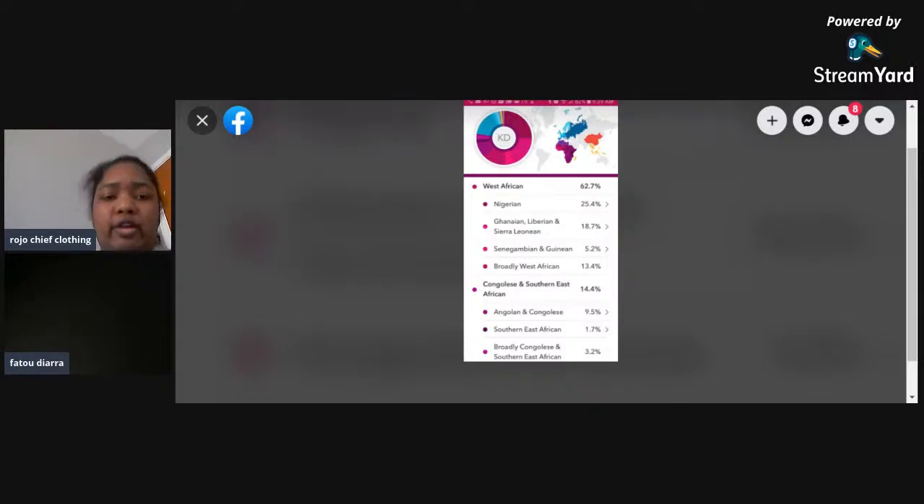I want to talk about this photograph right here you sent me. It says West African 62.7%. It says Nigerian 25.4, Ghanaian, Liberian, or Sierra Leone 18.7, Senegambian, and I don't know how to pronounce the other word. Guyanan, I believe it is, 5.2, and it says broadly West African, 13.4, Congolese and Southern East African 14.4, Patagonian 9.5, Southern East African 1.7, broadly Congolese, and Southern East Africa 3.2%.